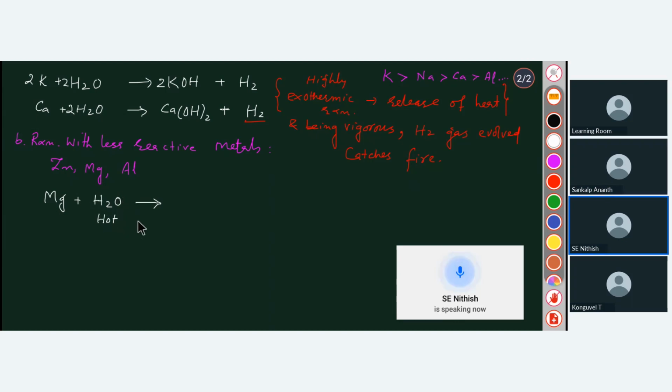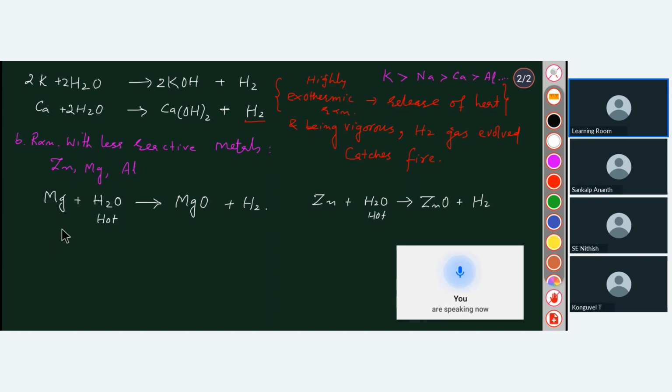So when magnesium reacts with the hot water, it also produces hydrogen gas. It forms magnesium oxide and we get the hydrogen. Can you balance this? It's already balanced. Exactly. Can you tell me also the reaction of zinc with hot water? It's the same thing, sir. Exactly, it will be zinc oxide plus H2.